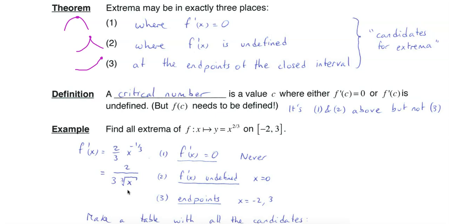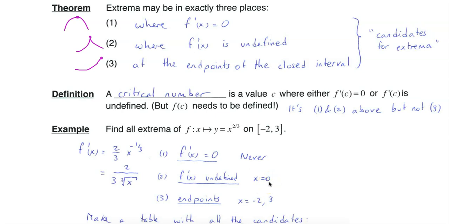So, first possibility, f prime of x equals 0. Would that ever happen? No. I would need the numerator to be 0, and that obviously is not the case. Second situation, f prime of x undefined. Could that ever happen? Yes. If x equals 0, now the denominator will be 0, and f prime will be undefined. So I have found one candidate.